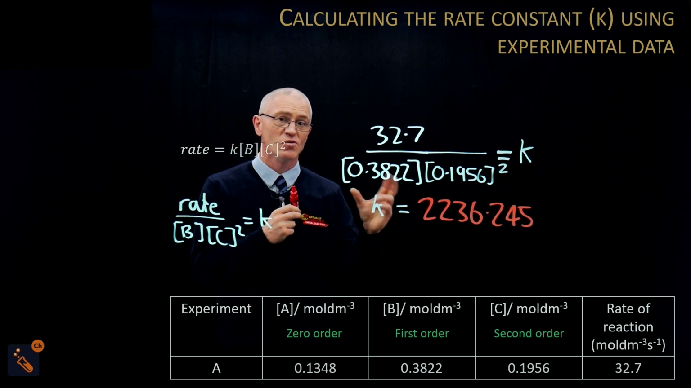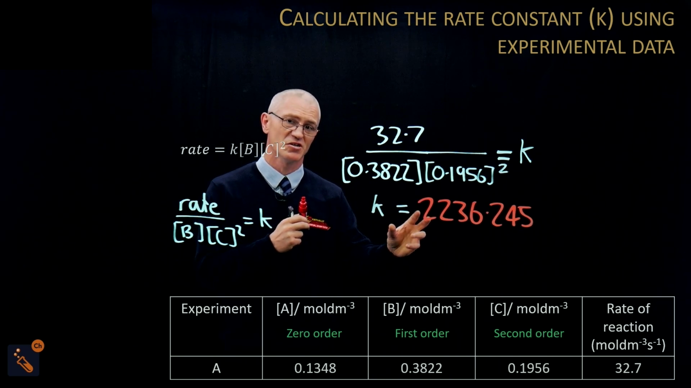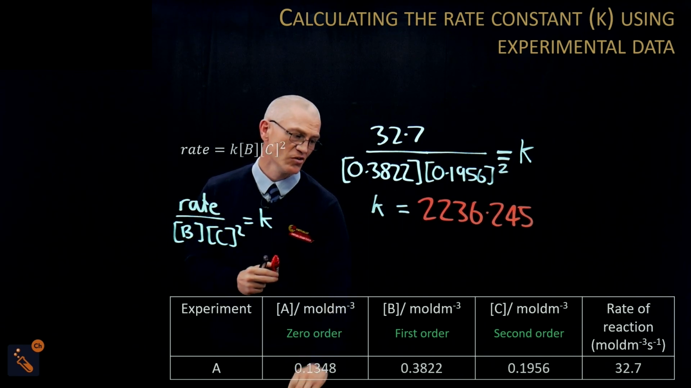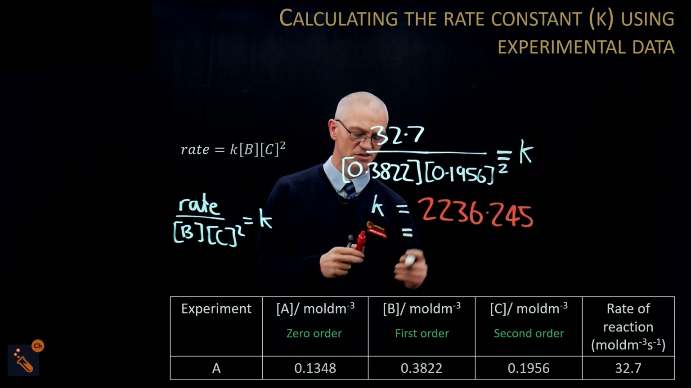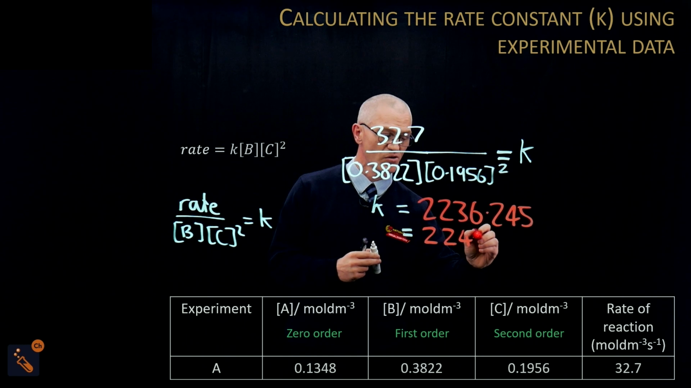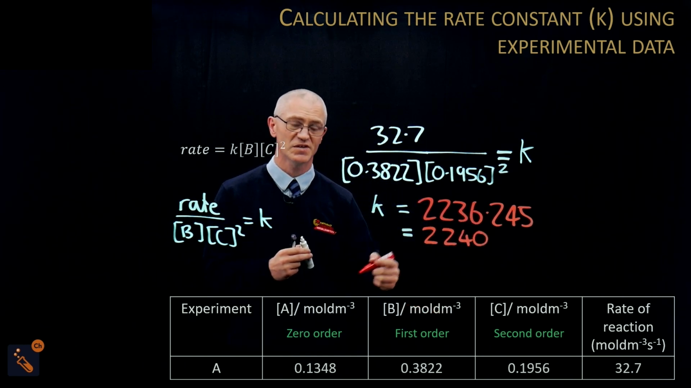So normally we do this to however many significant figures they want. So I'm going to do this to 3 significant figures because that is normally what they ask for. So if it's 3 significant figures, that would mean it'll be 2,240 because we round up to there, and that's my 3 significant figures.